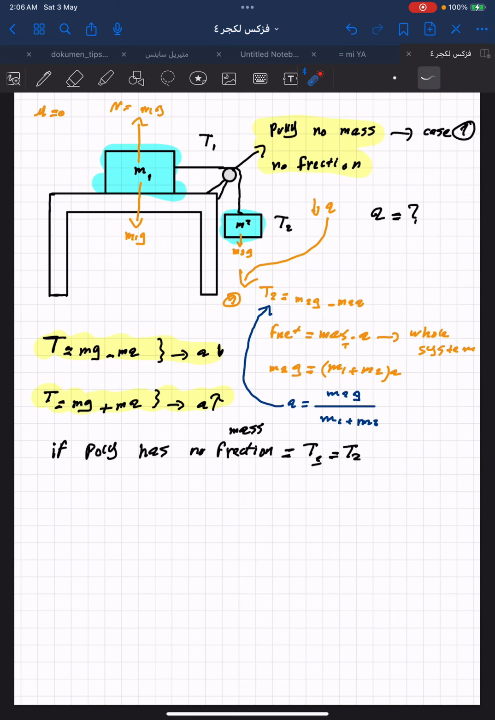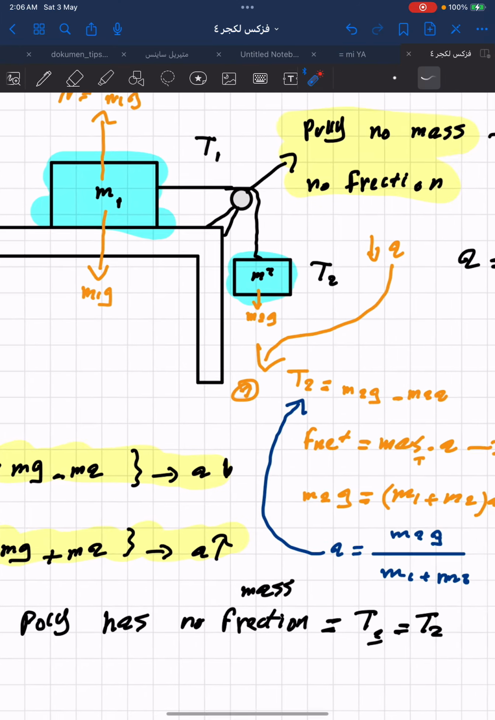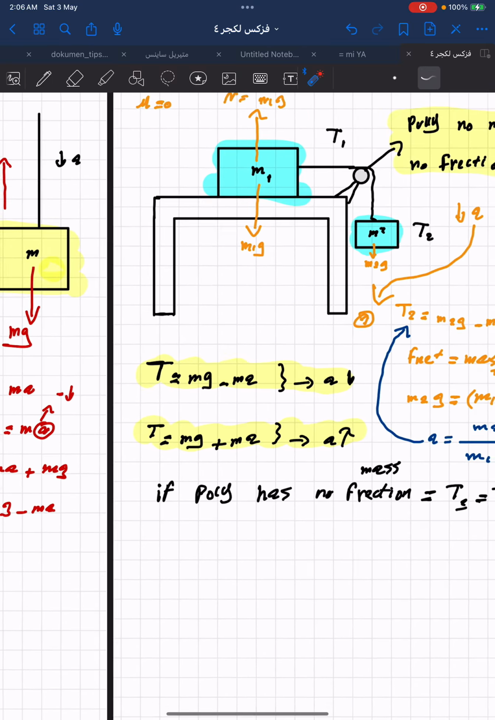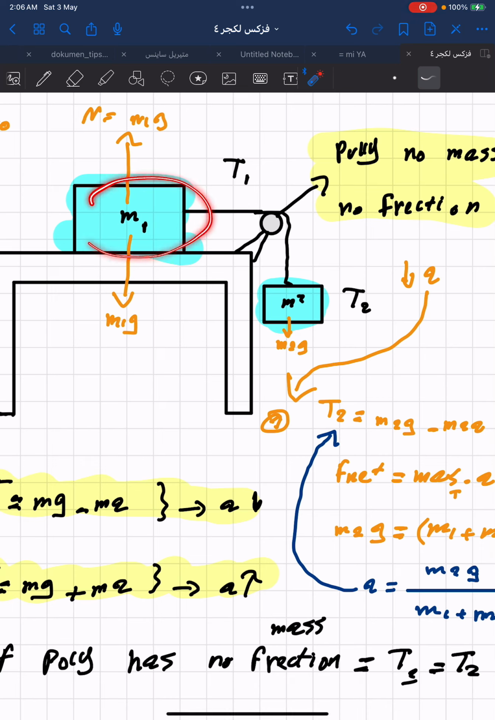Okay, guys, this is actually kind of complicated. You need to understand a lot of stuff. First of all, let's assume we have a mass here sitting on the table, okay? And it's being pulled like this, okay? It's being pulled by the second mass, which is smaller than the first mass.